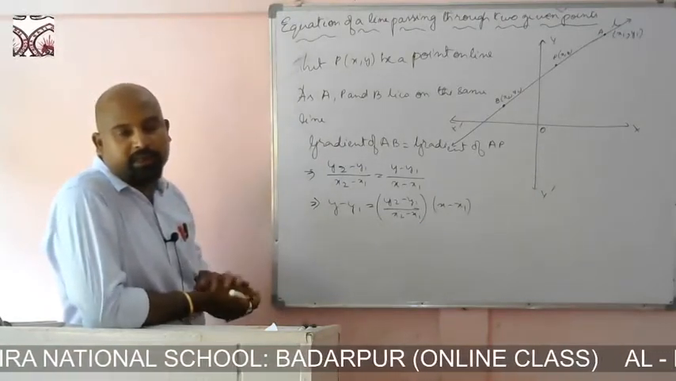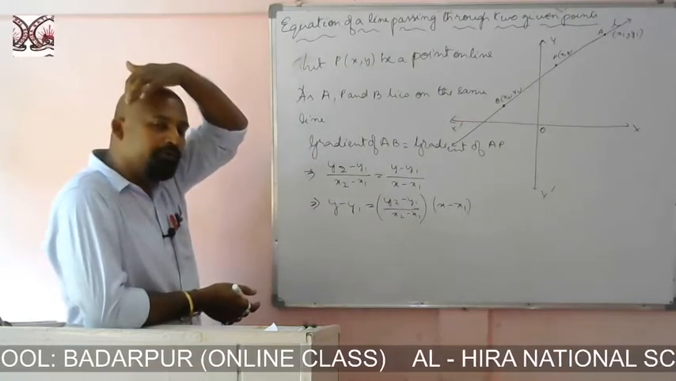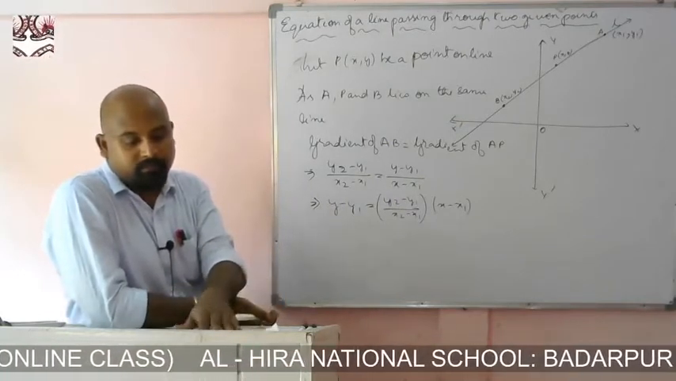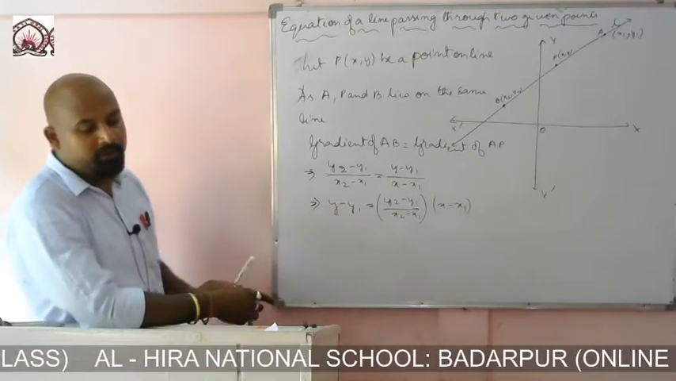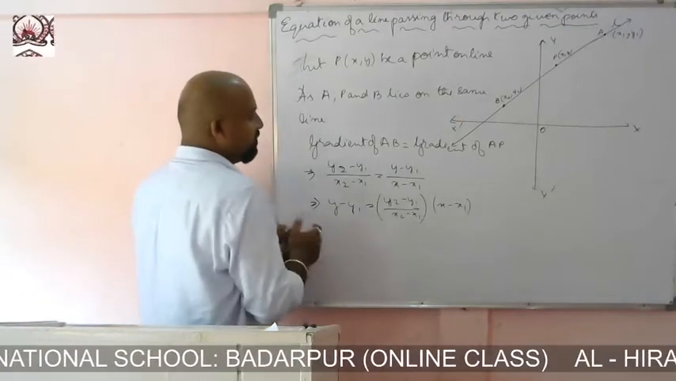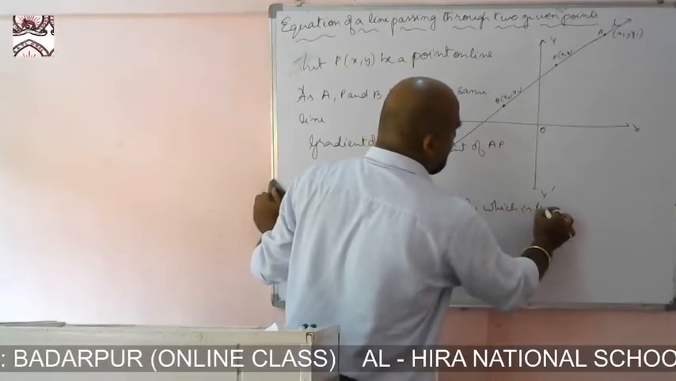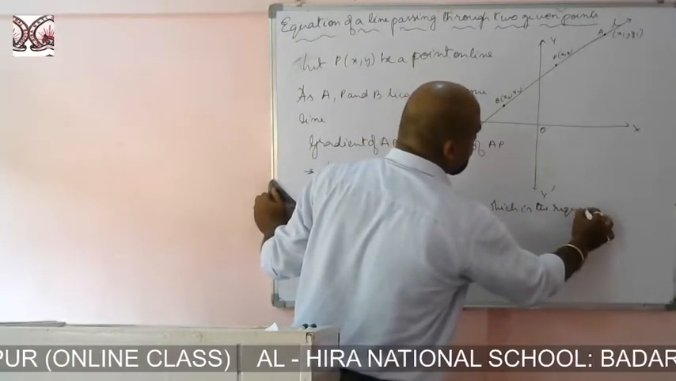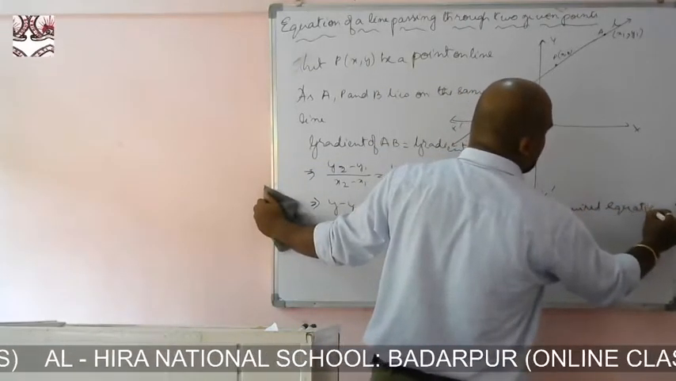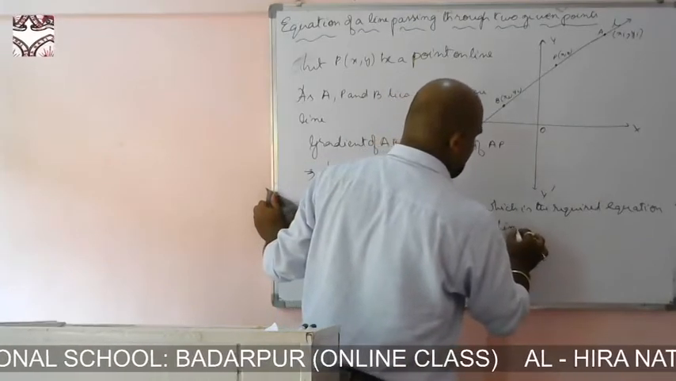Or we can say two-point form. The other name for it is the two-point form. Which is the required equation of the line.